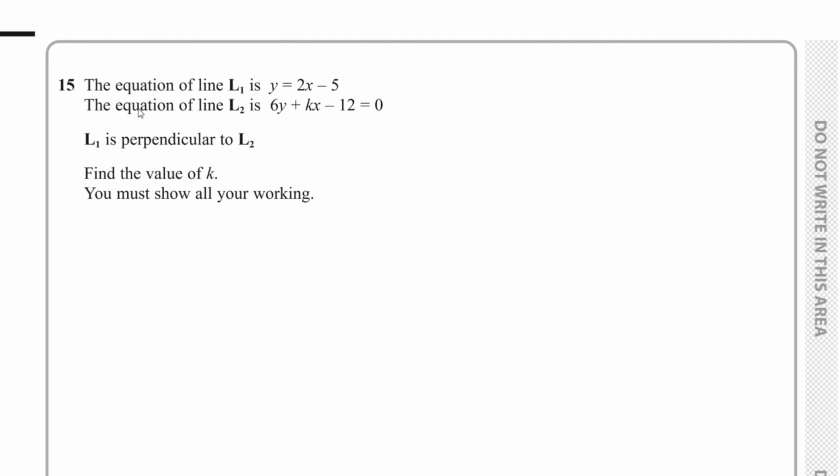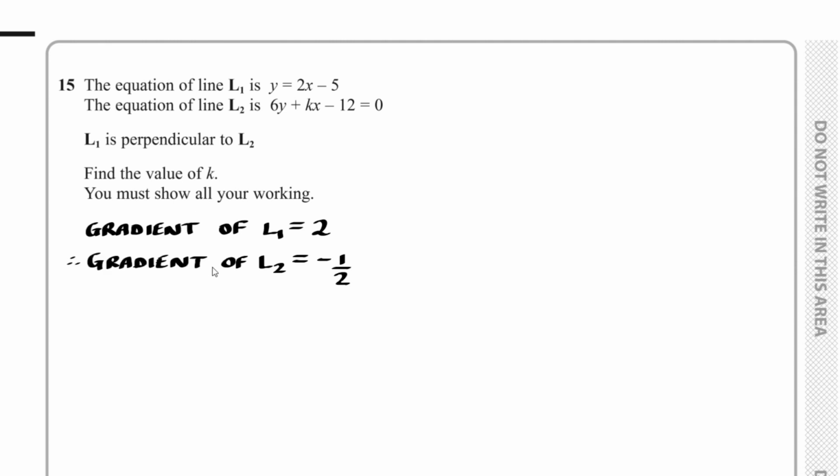Question number 15. The equation of line L1 is y equals 2x subtract 5. The equation of line L2 is 6y plus kx subtract 12 equals 0. L1 is perpendicular to L2. You have to find the value of k, you must show all your working. First of all, we can find out the gradient of L1. If we consider y equals mx plus c, the gradient of L1 is equal to 2. Now, if L1 is perpendicular to L2, we can conclude then that the gradient of L2 is the negative reciprocal of 2, which is negative 1/2.